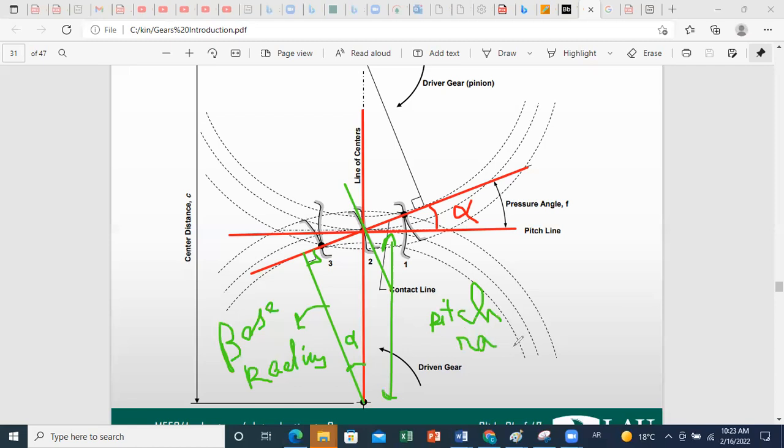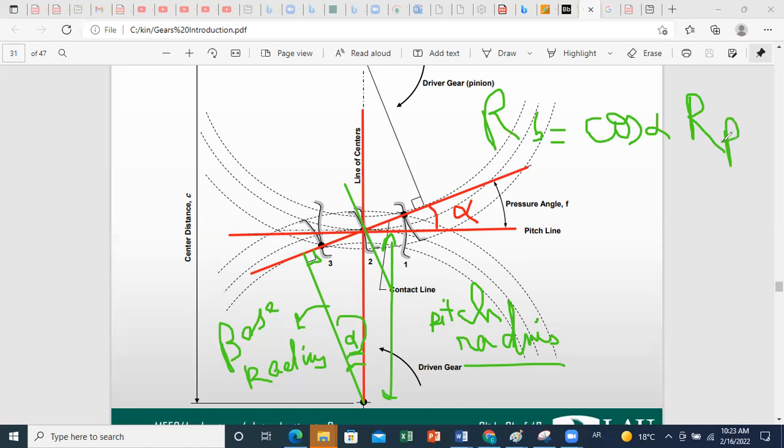This is my pitch radius, and this is my pressure angle. So the base radius is calculated as pitch radius times cosine alpha. So RB, or base radius, is equal to cosine alpha times pitch radius. Okay, you should be familiar with these formulas because we'll use them when we do problems on gears.